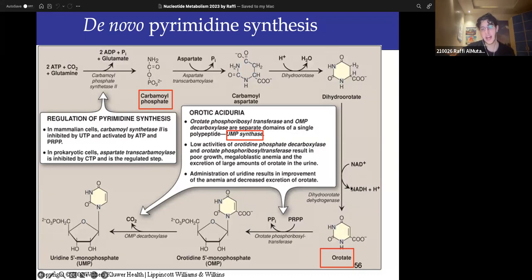Okay. So now let's say we have this UMP synthase. We said UMP synthase converts orotate into UMP. Let's say we block this enzyme. What do you guys think will happen if we block this enzyme right here?